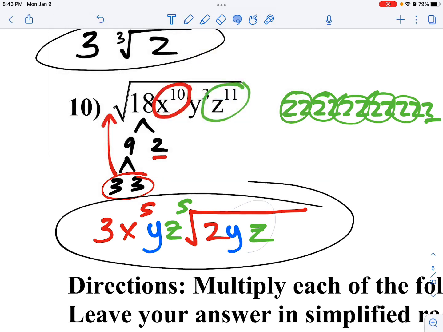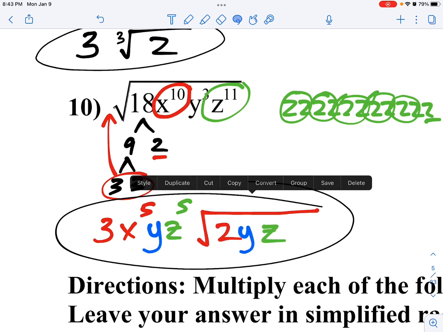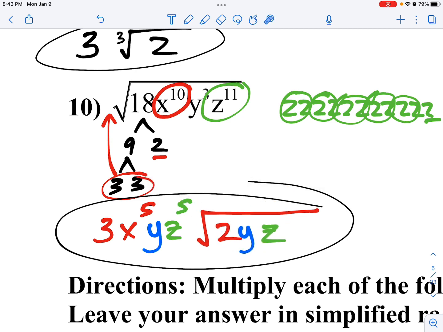Let me just make a note here. Be careful that this 5 doesn't look like it's in this radical here. There's no number there. This is just a normal square root with an imaginary 2 there, so don't make that 5 look like it's right here, okay?